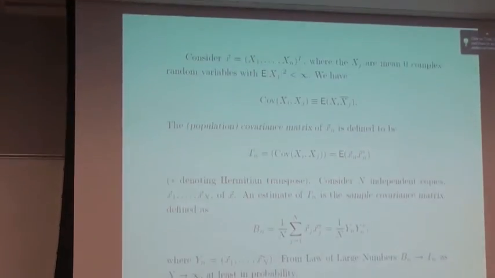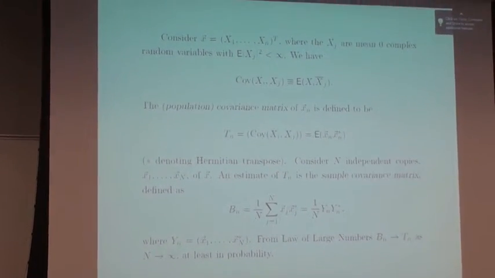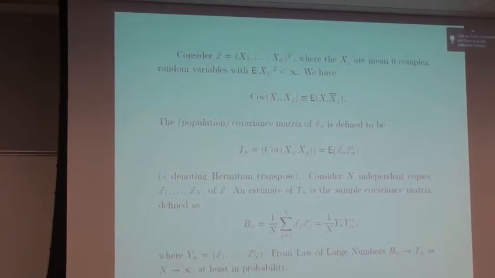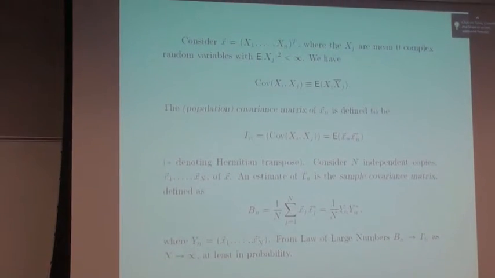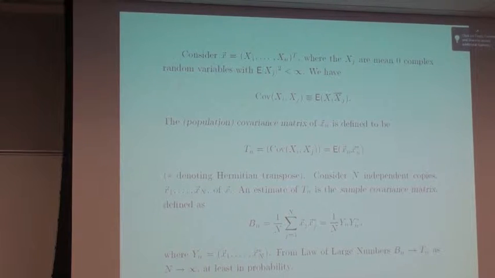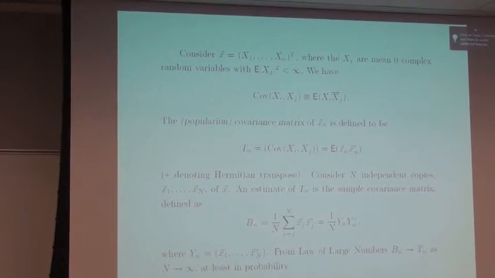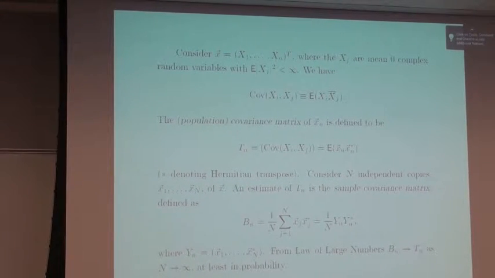Sometimes you say variance-covariance matrix. It's really just the outer product, with an asterisk, which means conjugate Hermitian transpose. It's a column times a row, so you get an outer product, a matrix, and it's the expected value of all the individual components.